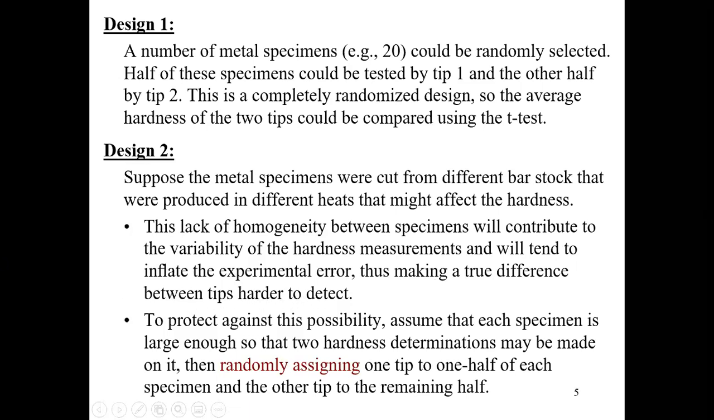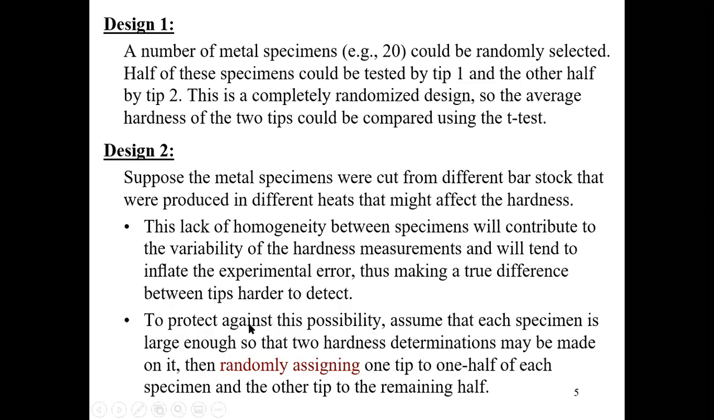If we found the two tips are different, we don't know if they are different because they are actually different or because the specimens assigned to them are different. So we need to control the effect of the specimen. We need to control the differences among the specimens. So what should we do?